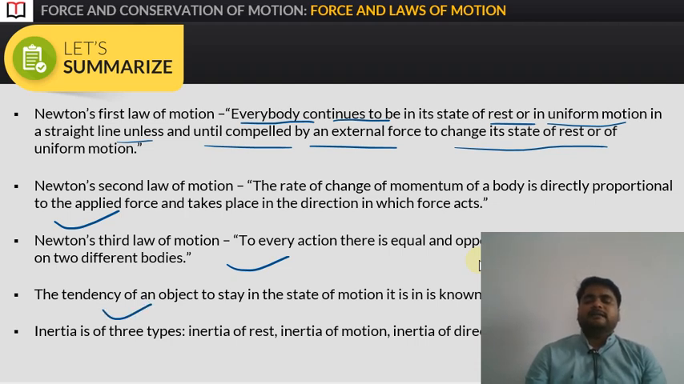And the fourth topic we studied: the tendency of an object to stay in its state is known as the law of inertia. And inertia is of 3 types. The first one is inertia of rest, second is inertia of motion, and third is inertia of direction. These we studied in our chapter.